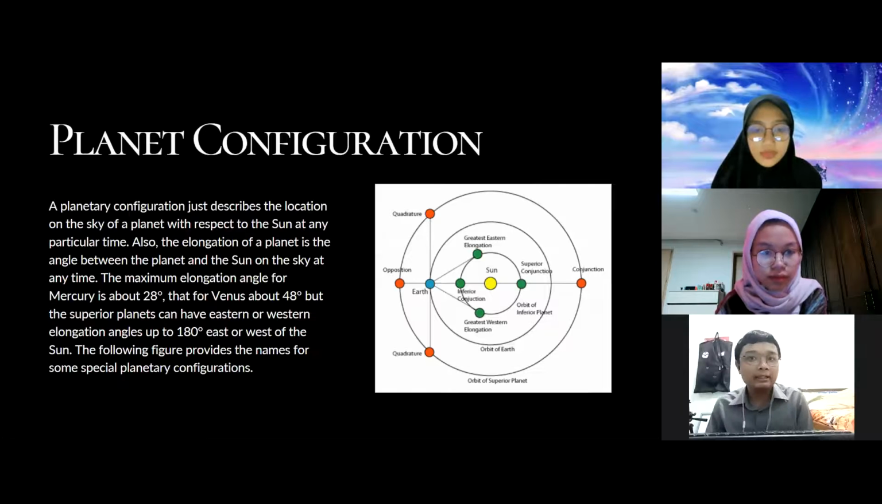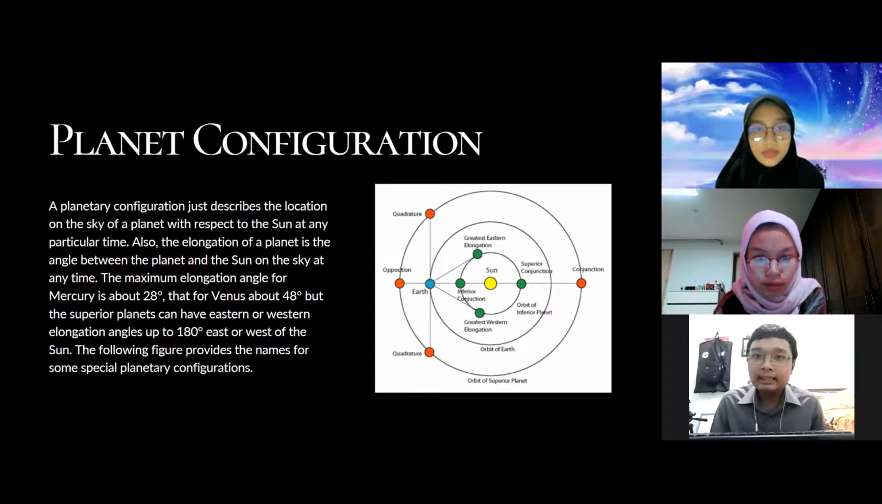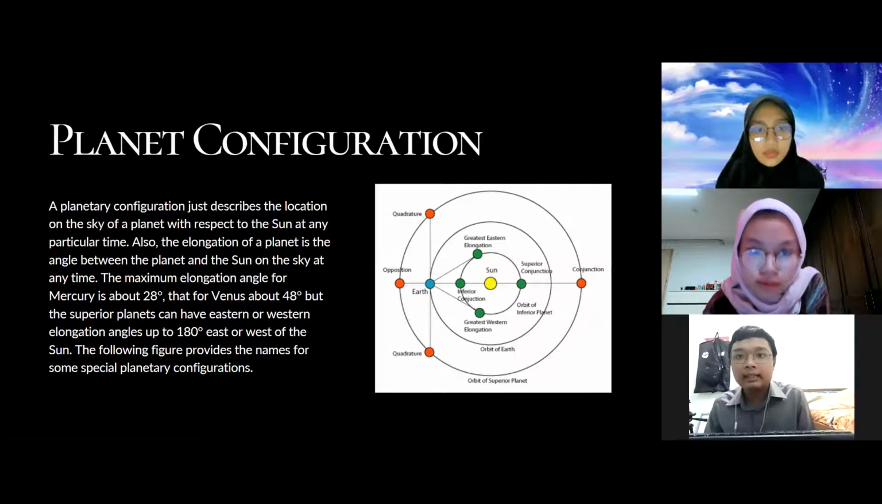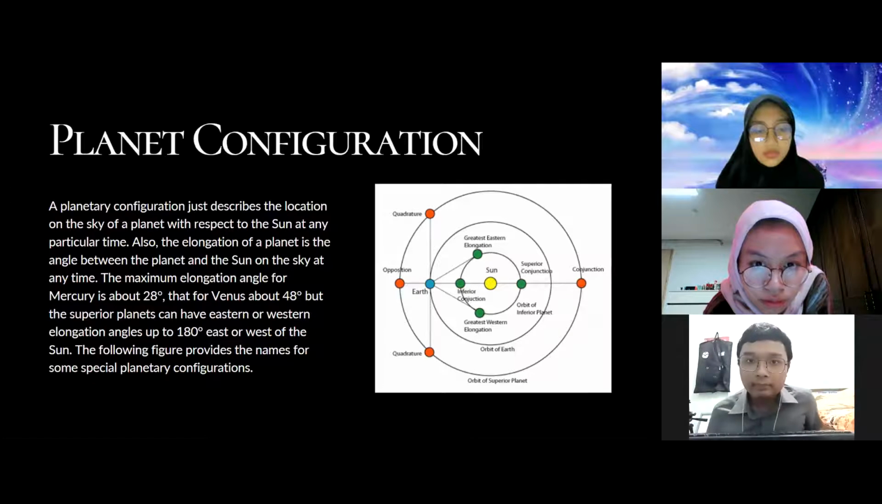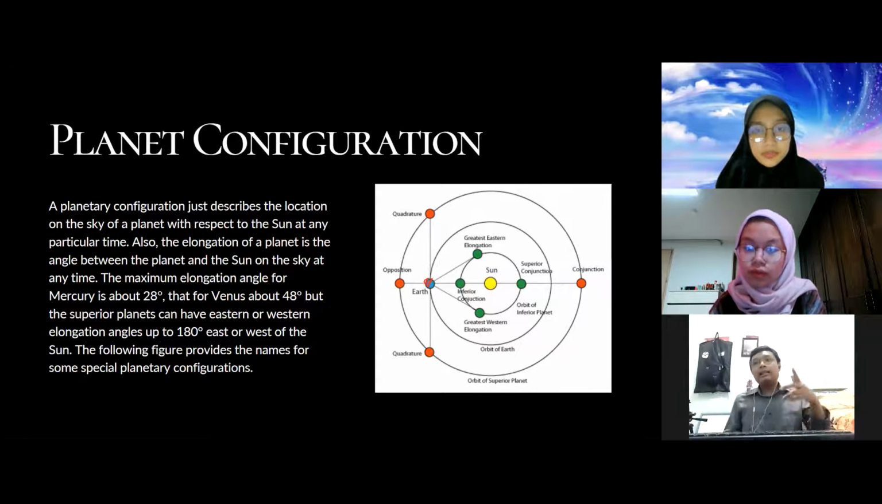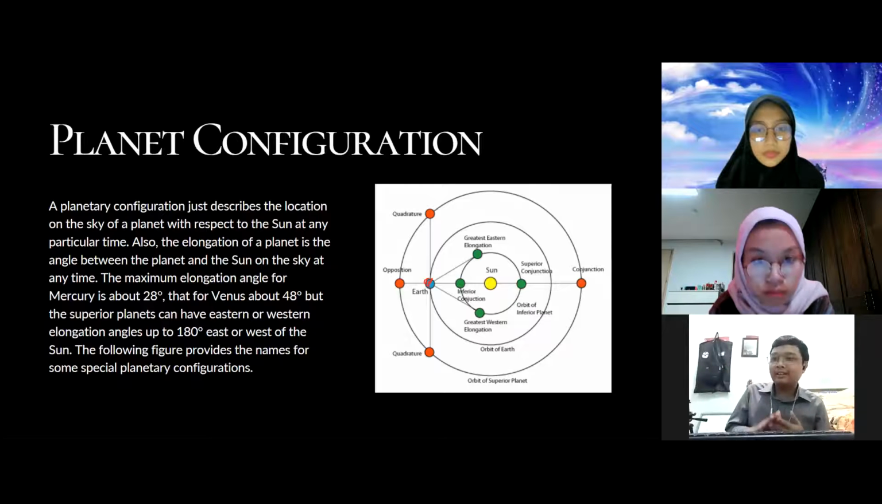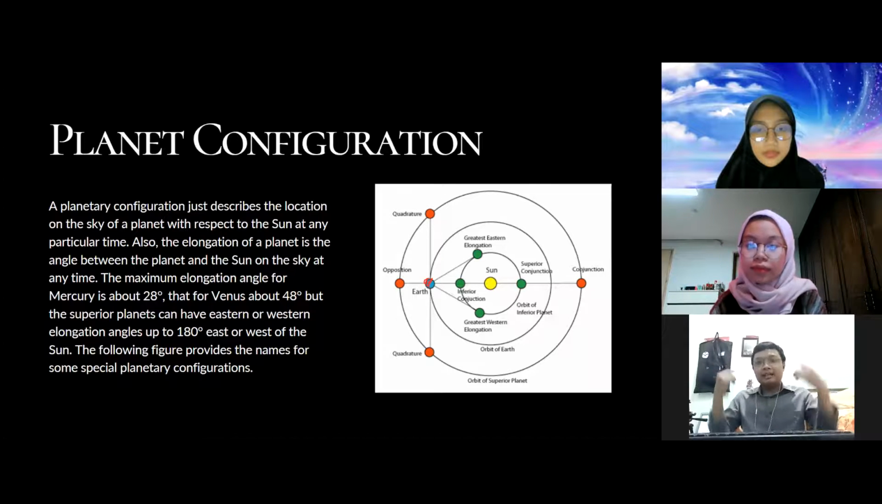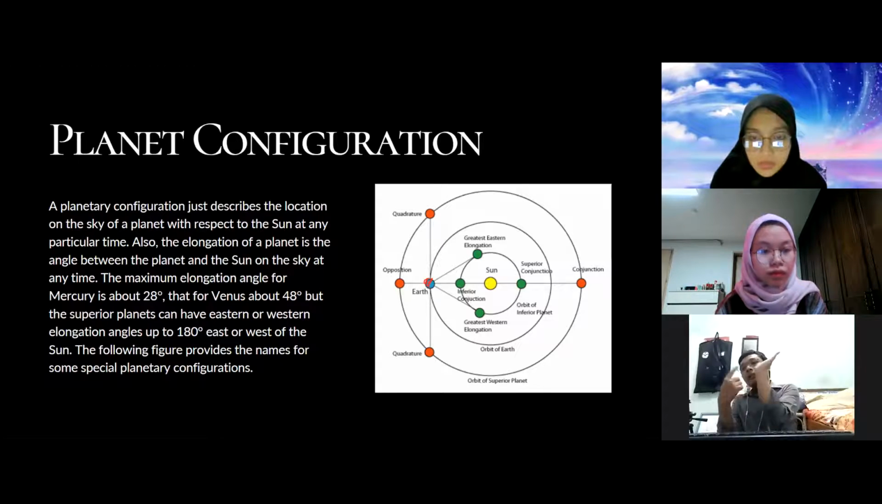And here is planet configuration. A planet configuration just describes the location in the sky of a planet with respect to the sun at any particular time. In this picture, we can see Earth right here. The Earth is facing the sun with its south. It will never happen that the north of the Earth faces the sun. Why? Because the Earth is still tilted 23.5 degrees, and what is visible to the sun is the south part of the Earth.